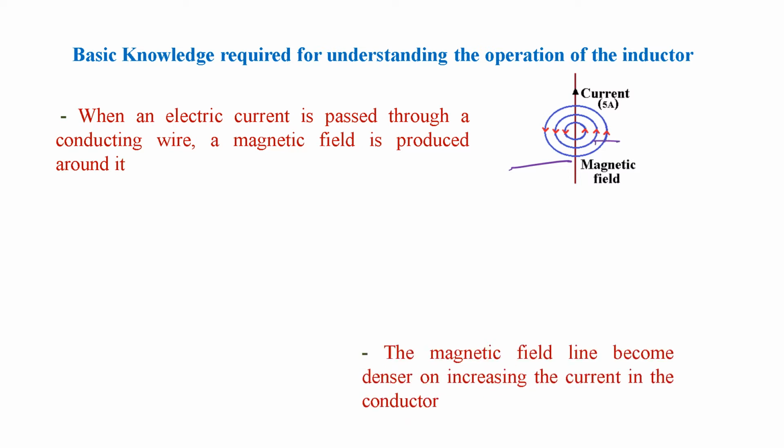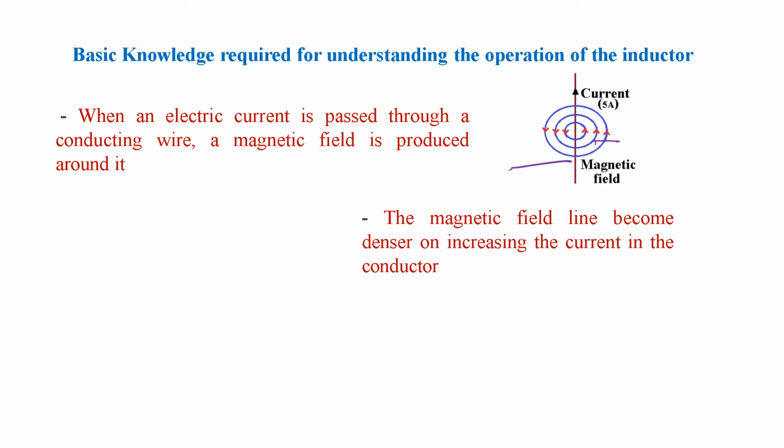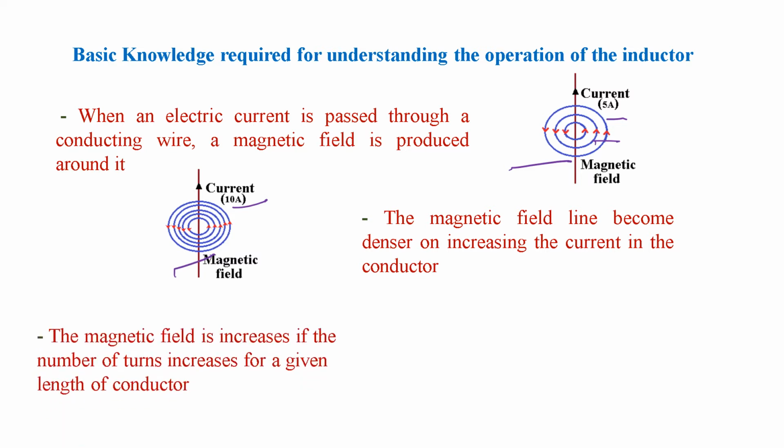Now, another thing is, the magnetic field lines become denser on increasing the current in the conductor. Now, in the previous case, if you see, the current is 5 ampere, and in that case current is 10 ampere. So clearly it is visible from the diagram that here the magnetic field lines become denser compared to the previous case.